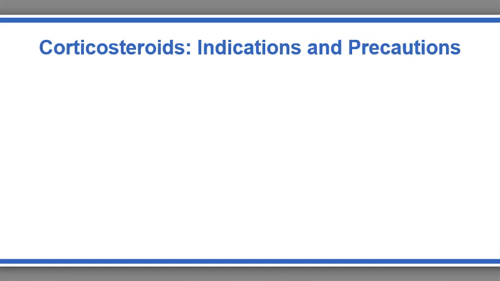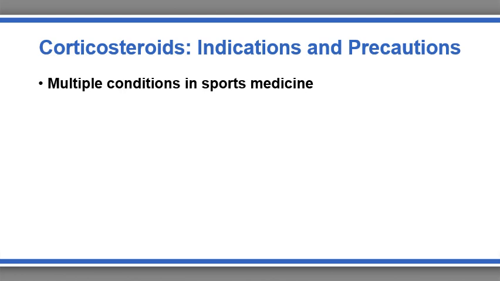Now, as far as indications and precautions, again, there are multiple conditions in sports medicine. There are a number of orthopedic conditions that commonly get treated with corticosteroids, everything from bursitis to different types of osteoarthritis, even some other types. When you talk about rheumatoid arthritis, there are even cases where rheumatic diseases can be treated with this. So whether it's orthopedic, or if an athlete were to have some type of autoimmune disease, there's application there.